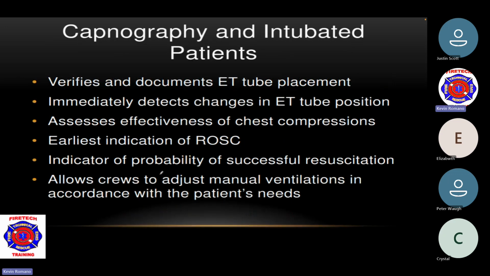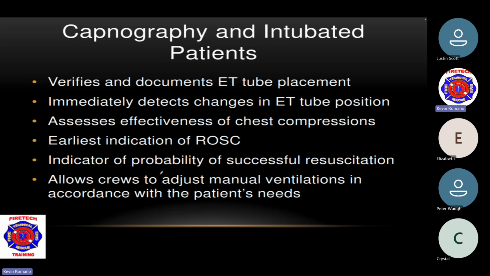All right, so capnography in the intubated patient. This verifies and documents ET tube placement, whether you're in an interfacility role taking a patient on a vent, a patient who has a trach with a home ventilator, or a cardiac arrest where patients are intubated and/or a supraglottic airway is placed. It verifies the placements that are there.